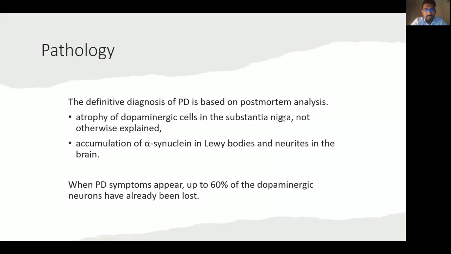So how does it happen? Just a very basic idea. Parkinsonism happens when there is atrophy of dopaminergic cells in the substantia nigra not otherwise explained. If you look at the cells under the microscope, we can see alpha synuclein in Lewy bodies. Please note that by the time a patient shows the first features of Parkinsonism, at least 60%, maybe more, of the dopaminergic neurons in the basal ganglia are already lost. Before that, the clinical features don't appear.